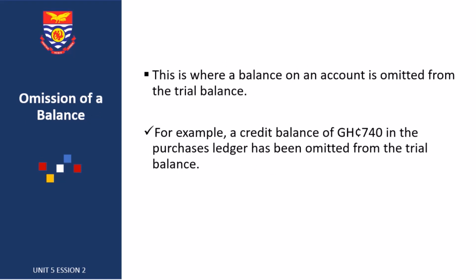Omission of a balance. This is where a balance on an account is omitted from the trial balance. For example, a credit balance of 740 Ghana cedis in the purchases ledger has been omitted from the trial balance.